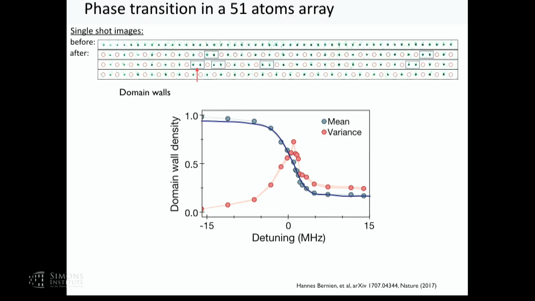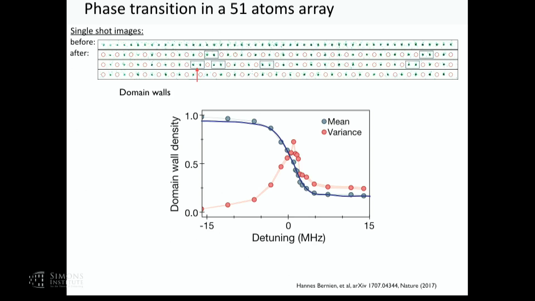One is a mean number of domain walls. And what you see is that it smoothly changes as we go across the phase transition from large to small number. And here is a variance, and the variance peaks. This peak of variance precisely reflects this kind of fluctuation. The system cannot decide which state it chooses. So that's a point where a lot of entanglement actually is created, or some entanglement is created.